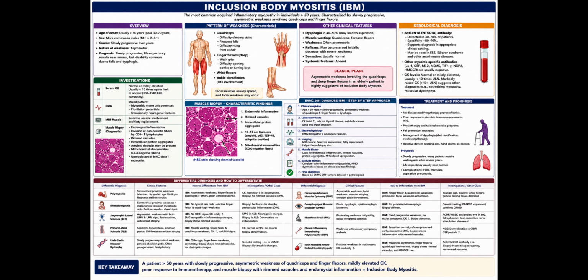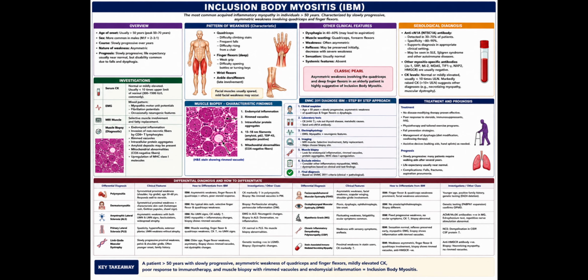Differential diagnosis of inclusion body myositis, IBM, and their differentiation. Polymyositis. Polymyositis is the most important differential diagnosis of IBM because both conditions present with proximal muscle weakness and elevated creatine kinase levels. Polymyositis usually affects younger individuals between 30 and 60 years of age and causes symmetrical proximal muscle weakness involving shoulder and hip girdle muscles.